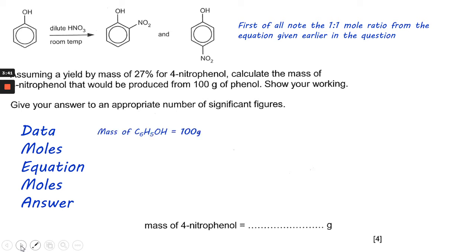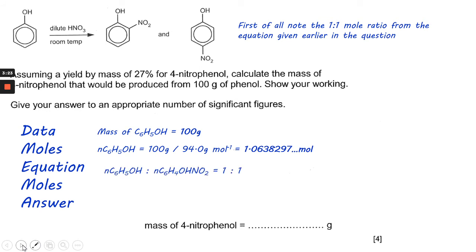So the mass of C6H5OH is 100 grams. That means the moles is that mass divided by molar mass, giving me 1.0638297... I put a dot there because it's quite a long number, so I'm just showing the examiner that I'm putting in my calculator value. So from the equation, it's a 1-to-1 mole ratio, like we talked about already a moment ago. So that means the expected moles of nitrophenol, assuming 100% yield, is 1.0638297..., the same number of moles, because it's a 1-to-1 mole ratio.